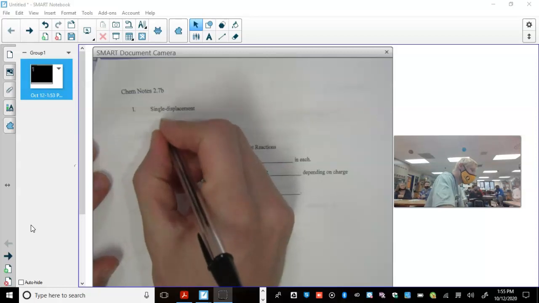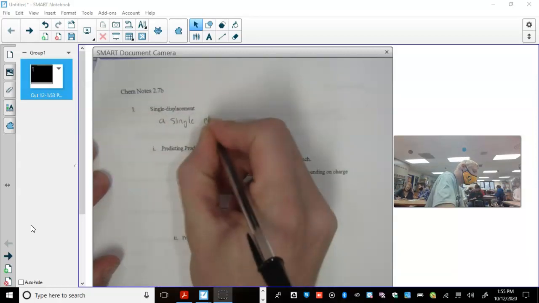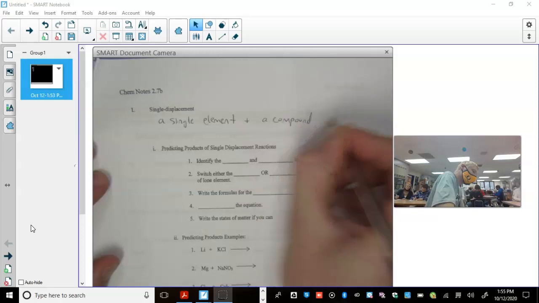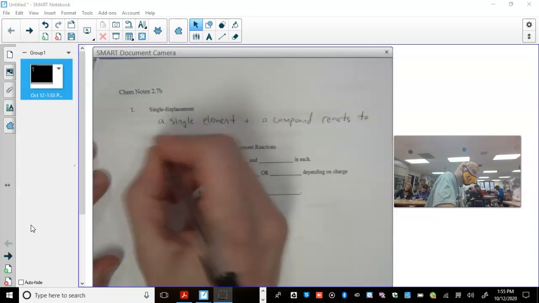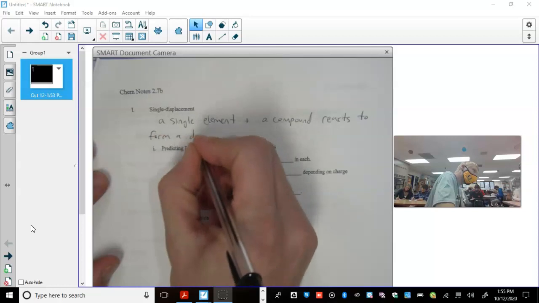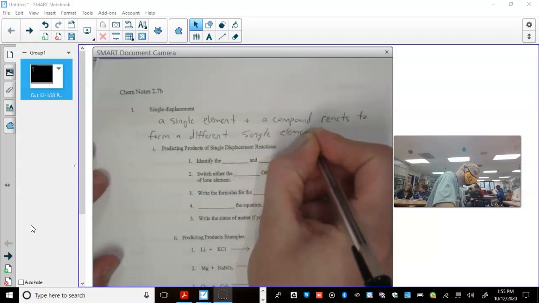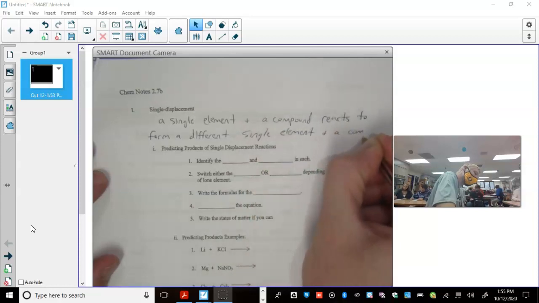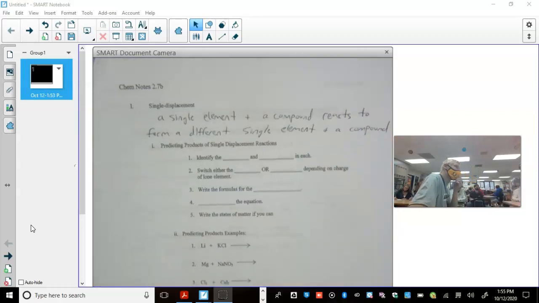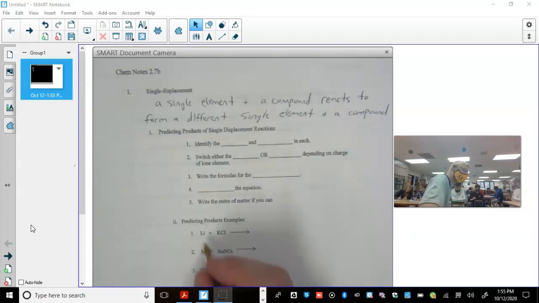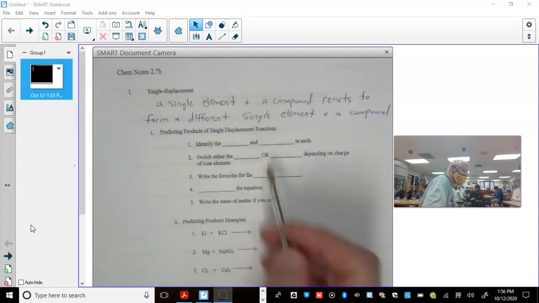It's when you have a single element plus a compound reacts to form a different single element and a compound. All right. An example would be like down here, we got a single element plus a compound. And it's going to react to form a different single element and different compound because two of the entities are going to swap spots.